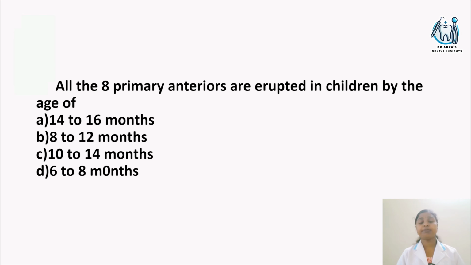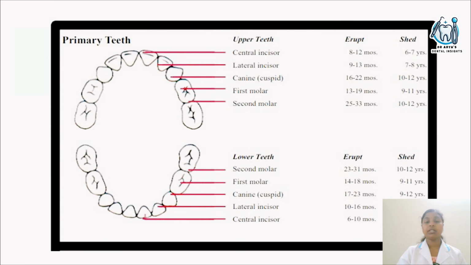So all the 8 primary anteriors are erupted in children by the age of, is it 14 to 16 months or 8 to 12 months, 10 to 14, and 6 to 8 months? So here this is the primary teeth chronology. Here the question is about 8 anterior teeth, that is upper 2 central incisors, 2 lateral incisors, lower 2 central incisors and 2 lateral incisors.